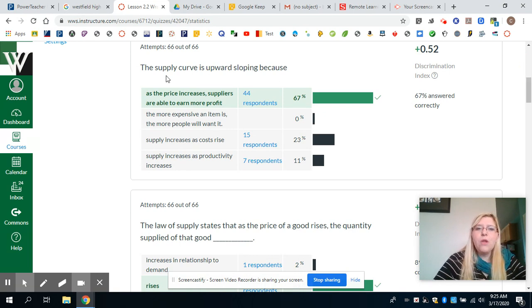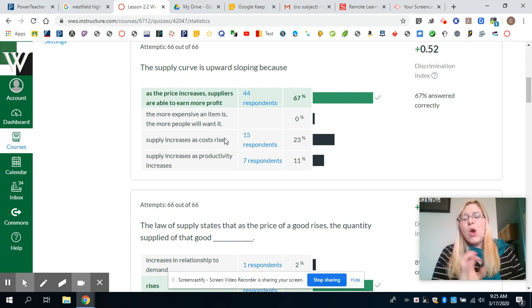Okay, why does the supply curve slope upward? Because suppliers like high prices. That's the answer, right? As the price goes up, suppliers earn more profit, and so they want to produce more, all right? Now, there's 15 of you who said this: as supply increases, as costs rise. It's that word cost. We're not talking about cost.